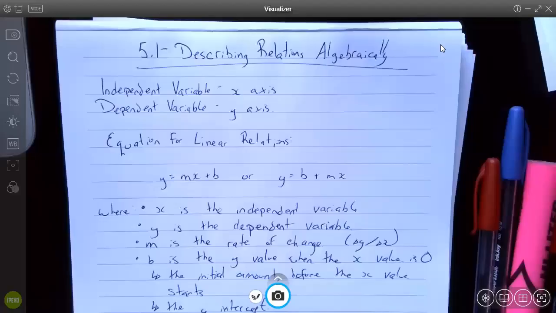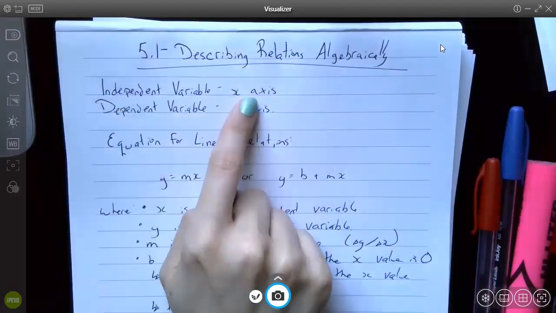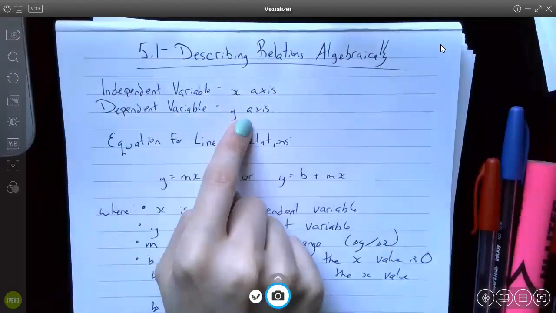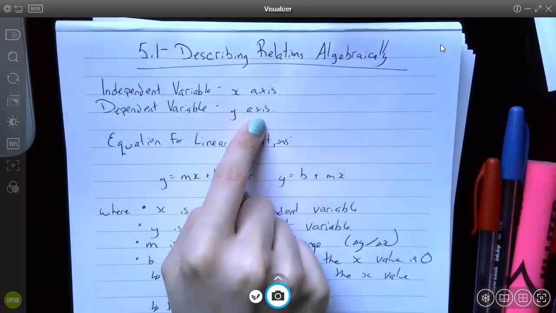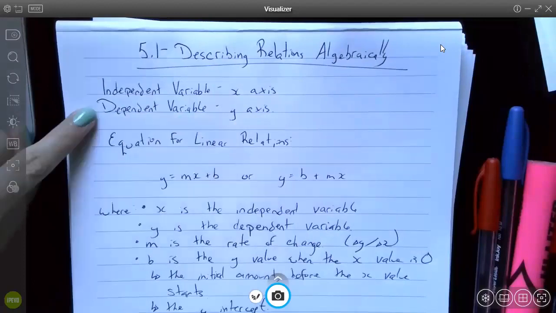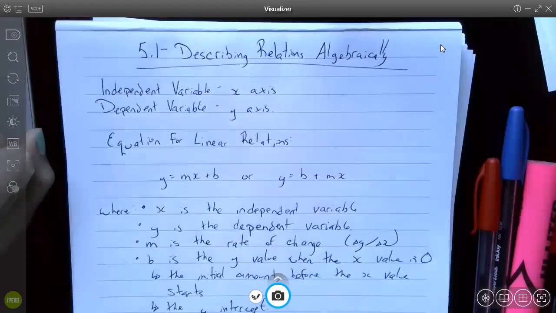Okay, so this is lesson 5.1, describing relations algebraically. First, just some definitions. The independent variable is whichever variable is on the x-axis. The dependent variable will be found on the y-axis. And when it comes to identifying whether a variable is independent or dependent in a word problem, the dependent variable will always change depending on the independent variable, and the independent variable changes on its own.